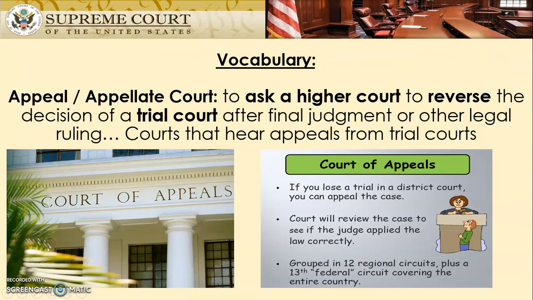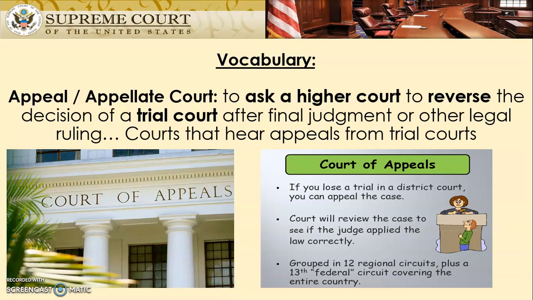There we go. We have an appeal or appellate court, which is when you go to a higher court to ask to reverse the decision of a trial court after the final judgment or other legal ruling. These are courts that hear appeals from those lower courts. So you have the district courts, which is where it starts. You have the appellate court, which goes to the circuit. And then if the circuit courts get an appeal, it goes to the Supreme Court.